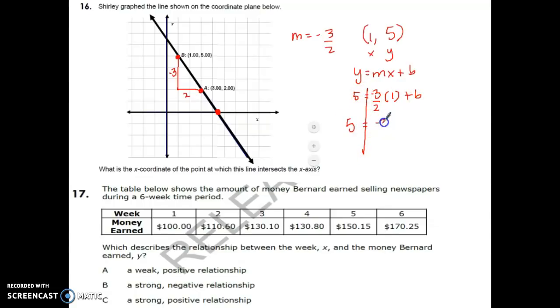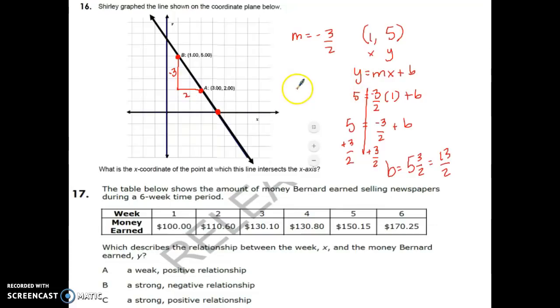5 is equal to negative 3 halves plus b. Add 3 halves to both sides. We'll get b is equal to 5 and 3 halves, or 13 halves, right? So they're looking for the x-intercept.